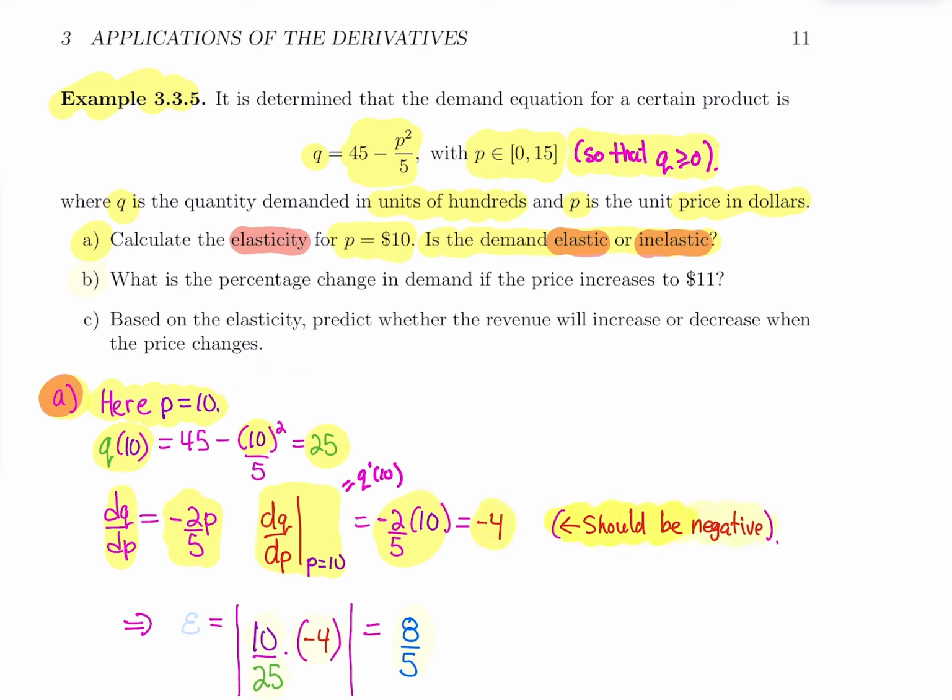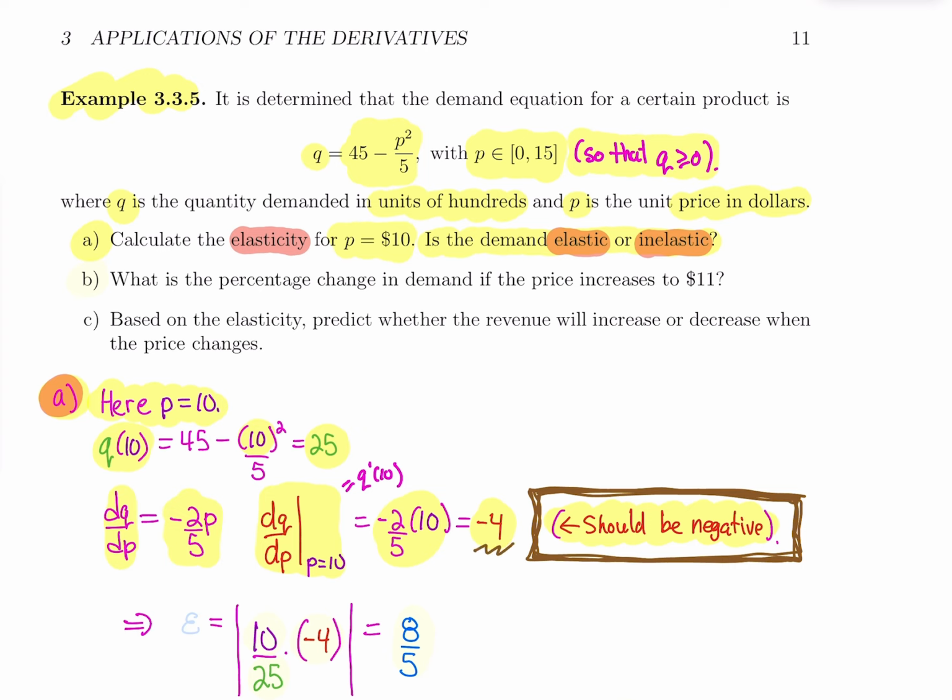Again, this is completely natural, and it's actually essential when you're doing these computations: when you're computing the derivative and replacing your p by your price, you will always get something negative. Because of the law of demand, that derivative needs to produce a negative quantity.